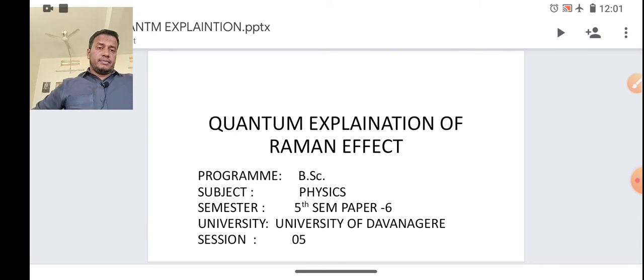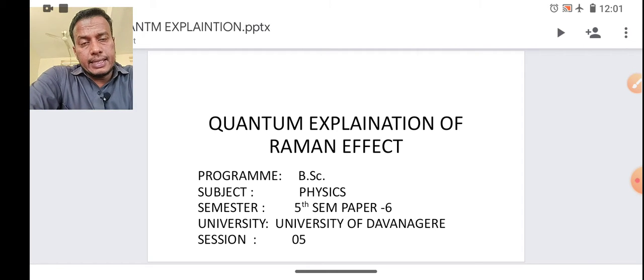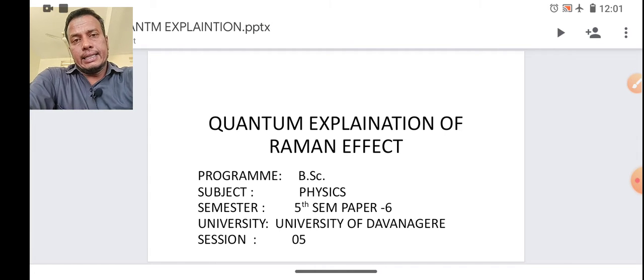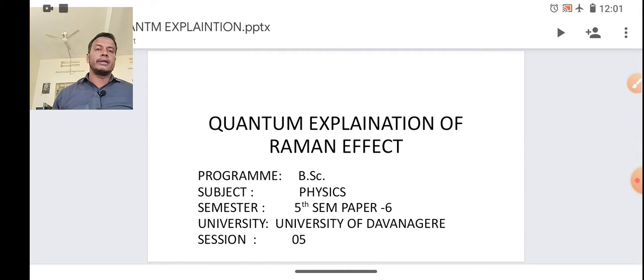Let us learn about the Raman effect, as we studied in the previous class. In the Raman effect, when you pass monochromatic light through some organic liquid like benzene or toluene, the light comes out of the solution with not only a single wavelength, but also a different wavelength along with the incident line.